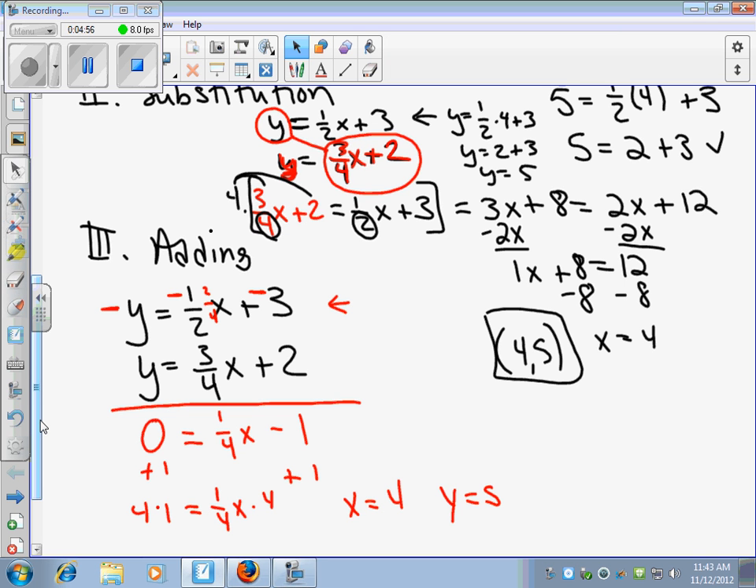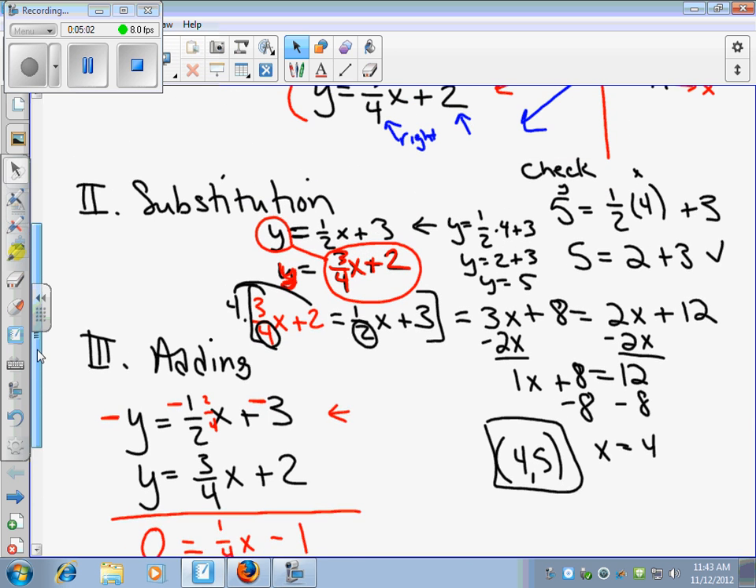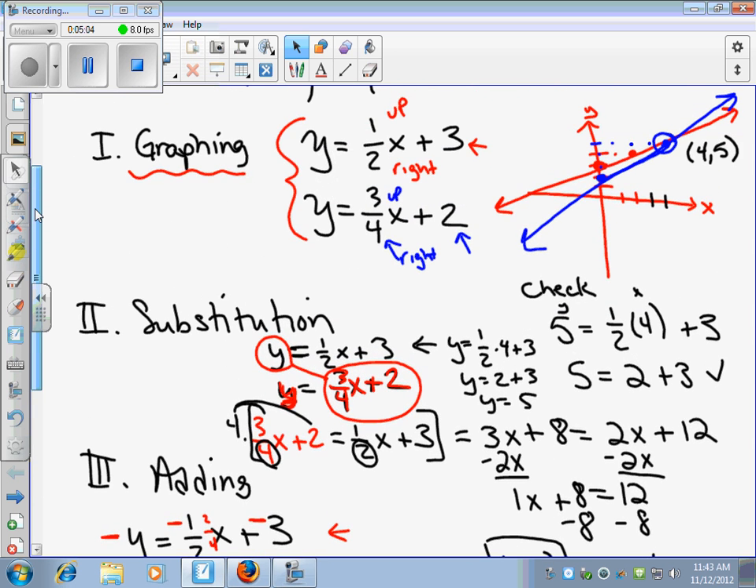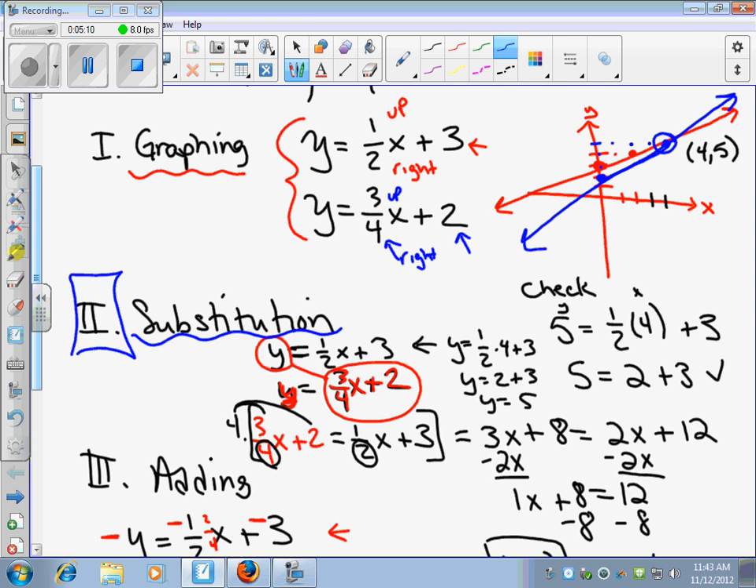So that's all the ways that you can solve a system of equations. Usually one is easier than another. In this case, I do believe for myself, I would have used substitution on this problem.